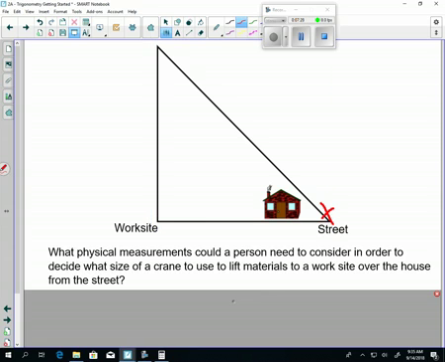they would need to know how far the work site is away, and they would need to know at what angle the crane boom would have to be in order to start lowering, whether it's cement or materials, down. So you would need to know the distance from the street to the work site, and you would need to know what angle so you could clear the top of the roof here. You couldn't push the crane through here. You'd have to push it over the top of the house and then lower it.